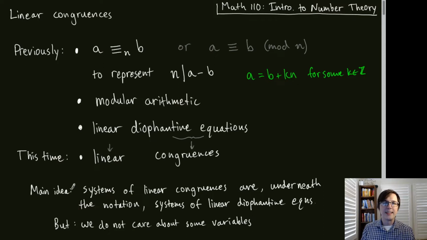So the main idea underlying all this is that it's essentially what we've already done, just with some new notation. Because A congruent to B mod n is the same as there existing some K satisfying this diophantine equation, these linear congruences are actually diophantine equations where we introduce a bunch of additional variables and just don't care about their values.